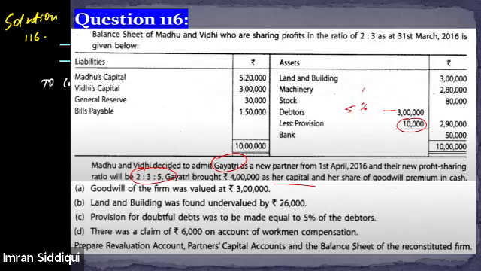Out of 15,000, we already made a provision for 10,000. That means we need to increase the overall provision for debtor by 5,000 more. The question requires us to make a provision of 5% of the debtors, which stands at 15,000. We already made a provision of 10,000, so we need to increase the provision by 5,000 more. That means the revaluation account will be debited by 5,000 only.